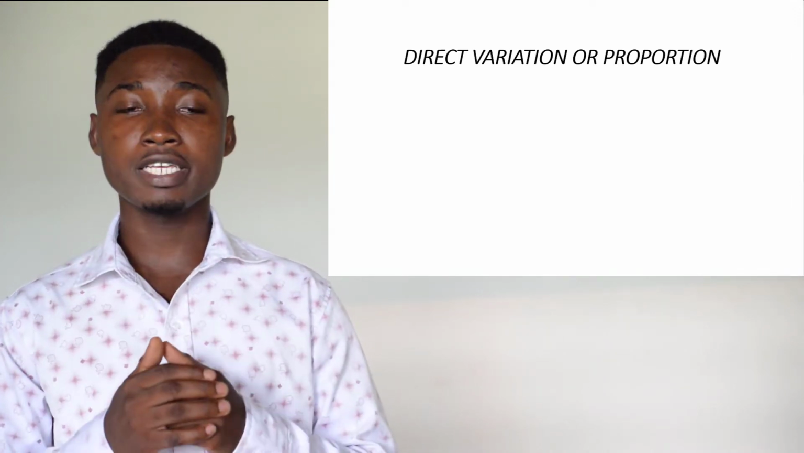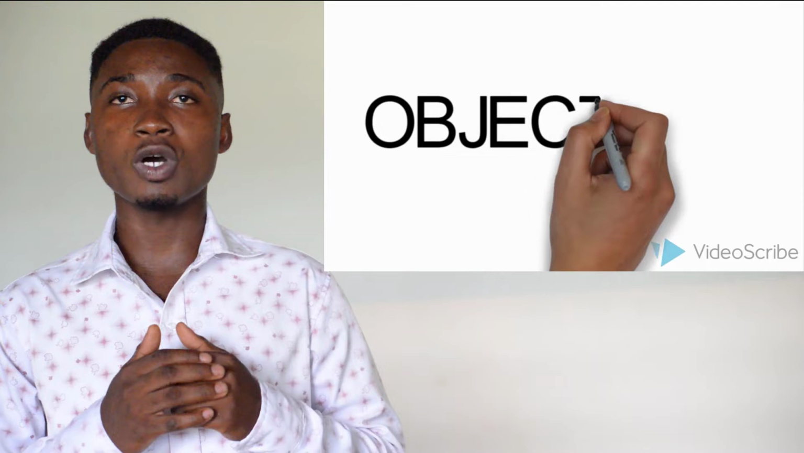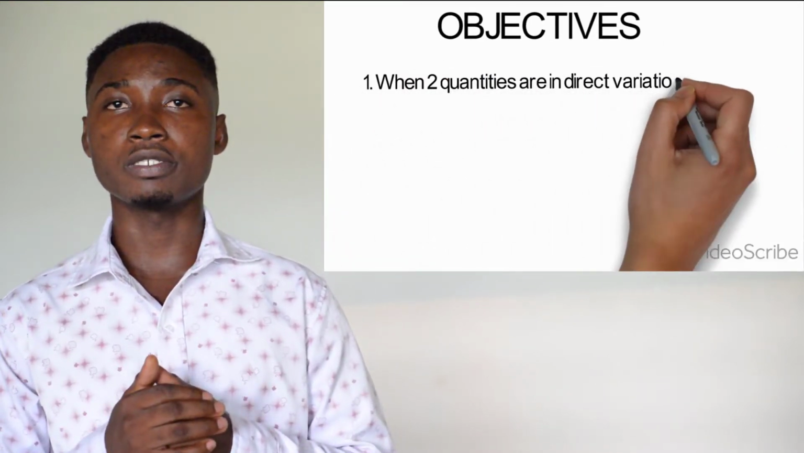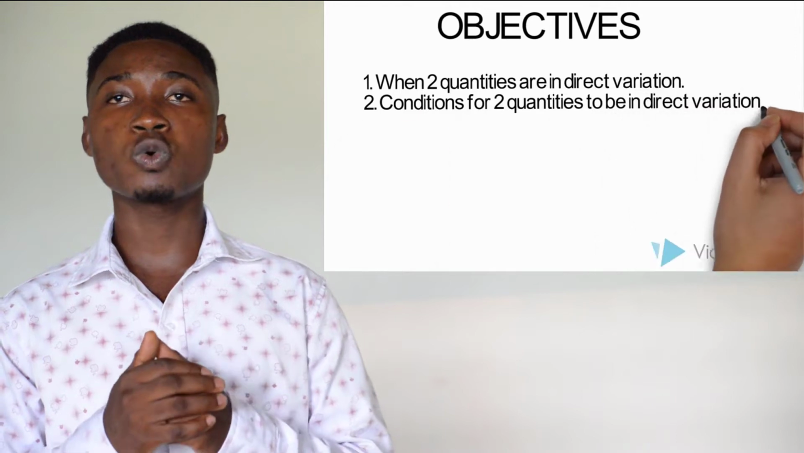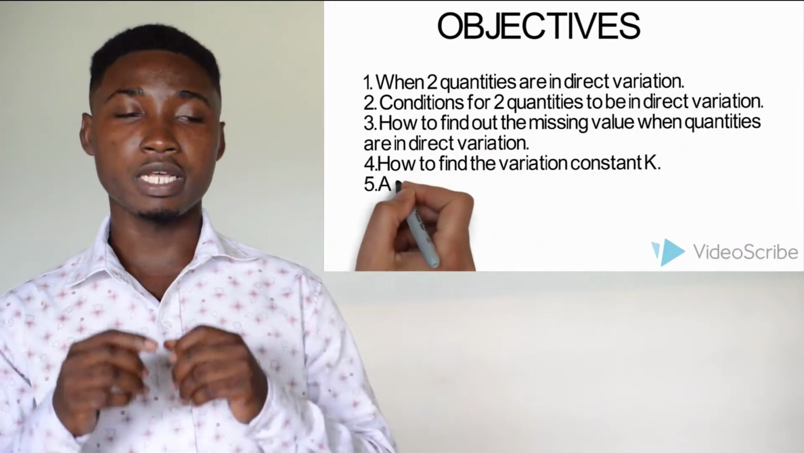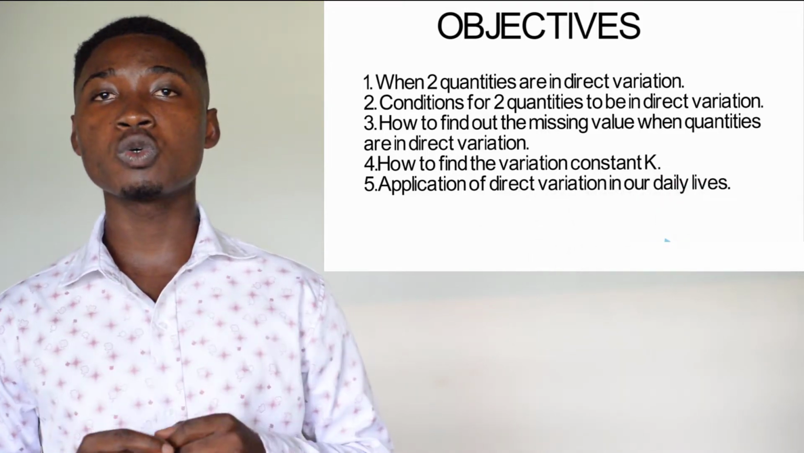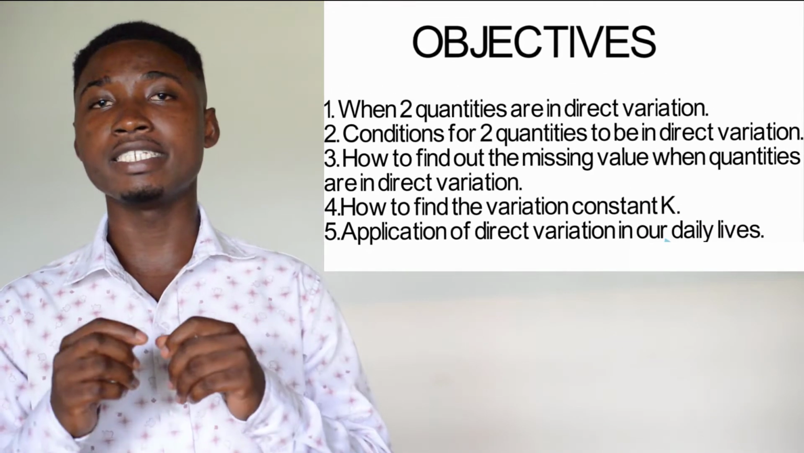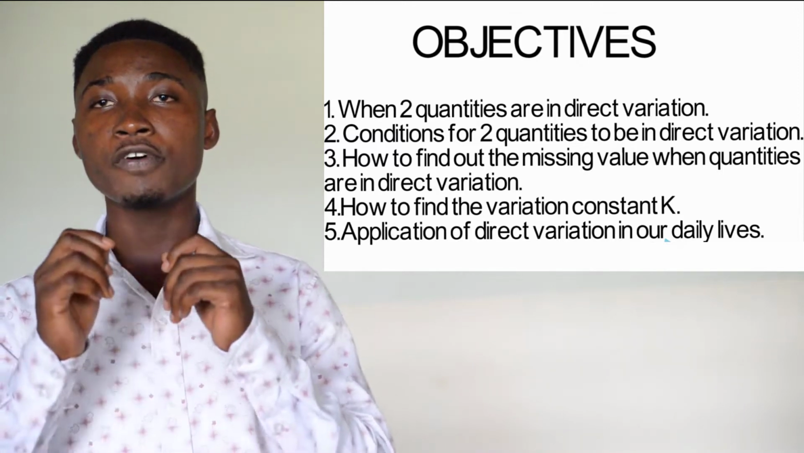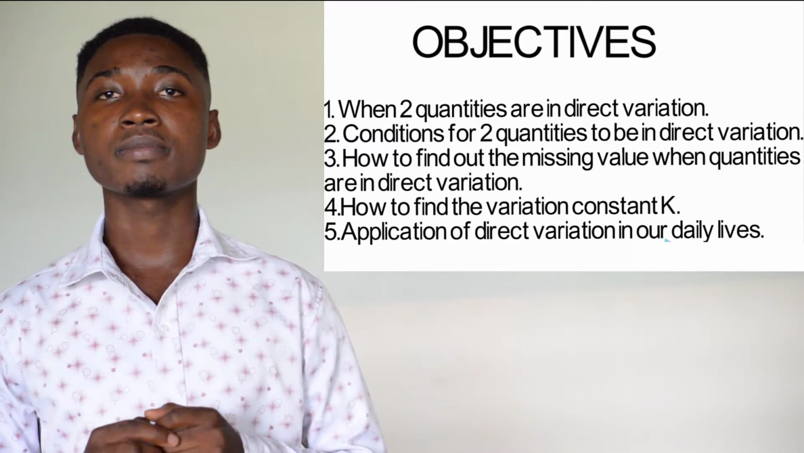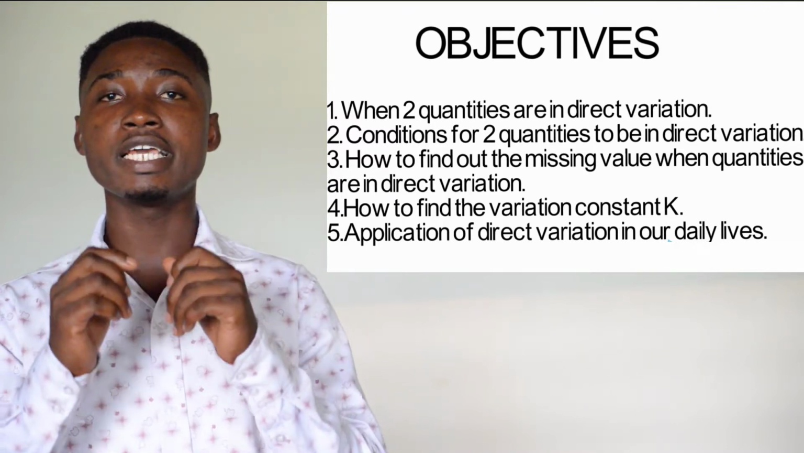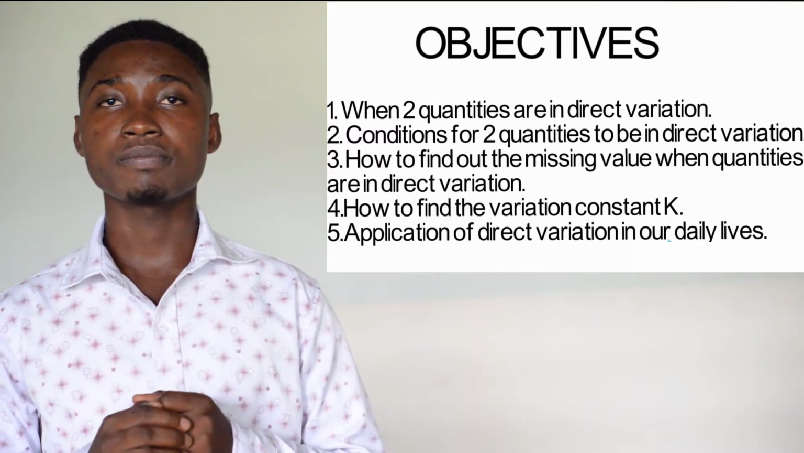At the end of today's lesson, you will be able to understand when two quantities are in direct variation, the conditions for two quantities to be in direct variation, to find out the missing quantity when two quantities given are in direct variation, how to find the variation constant K, and applications of direct variation in day-to-day life.